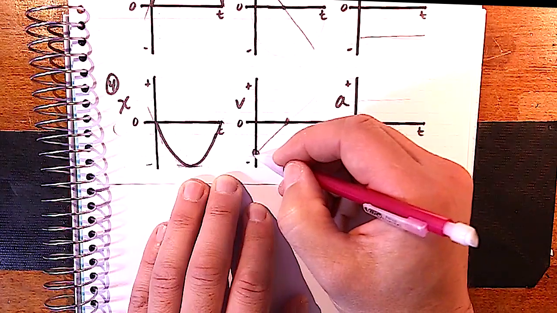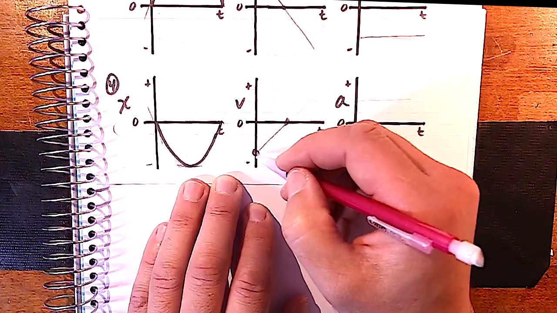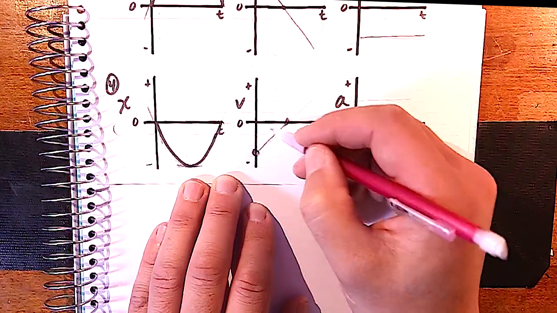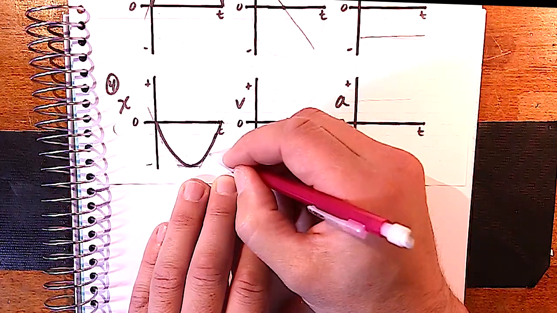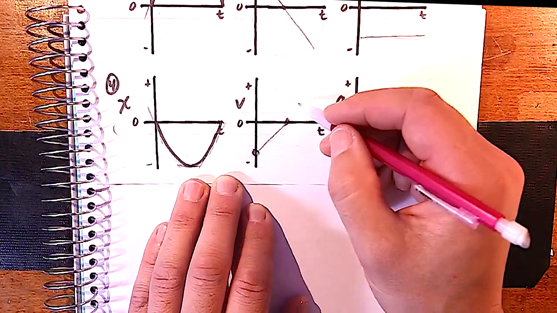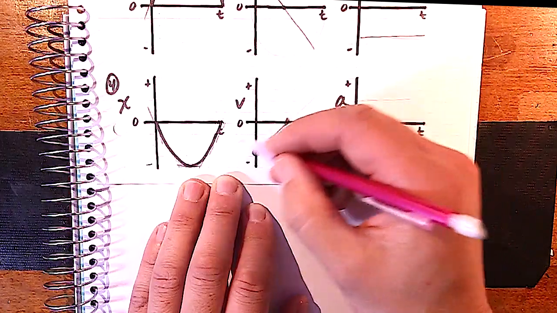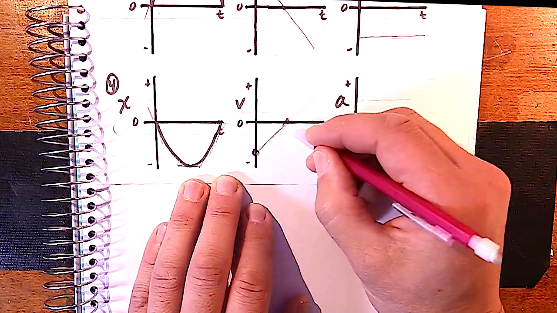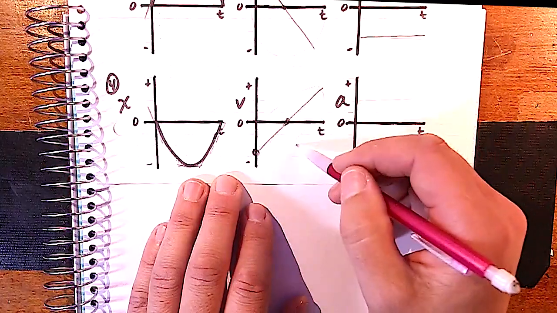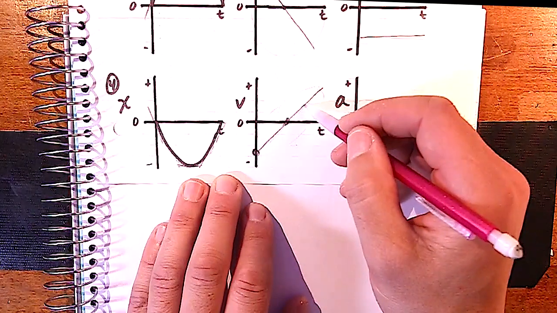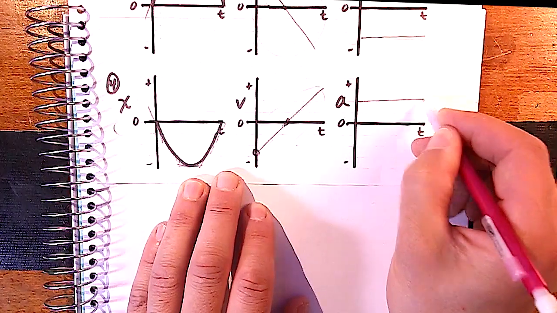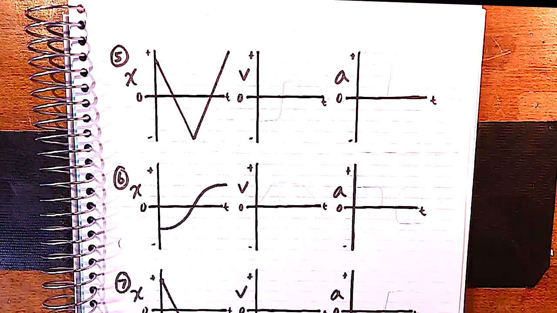Remember, negative velocity just means the direction. This does not mean speeding up. This is actually slowing down. Then it starts to get steeper and steeper and steeper, meaning that the velocity is becoming larger and larger. This is a positive slope, so it becomes that. Now, the slope of this line the entire time is constant, and it's positive. So the acceleration is constant and positive.